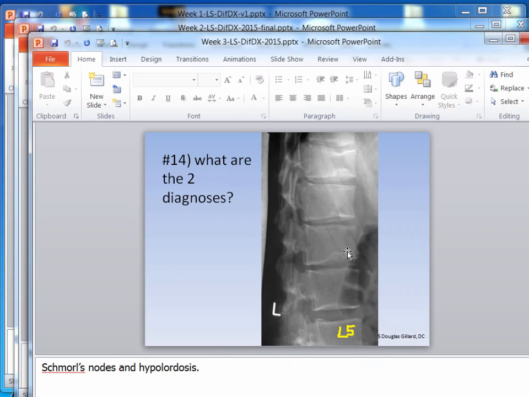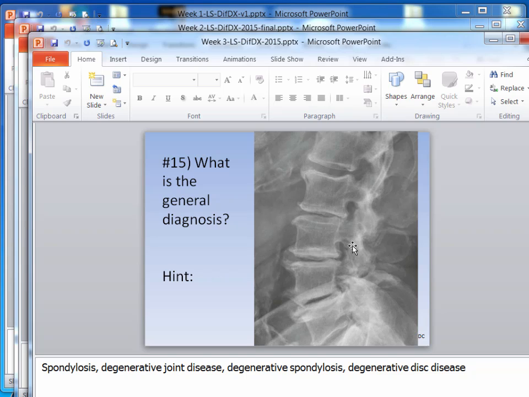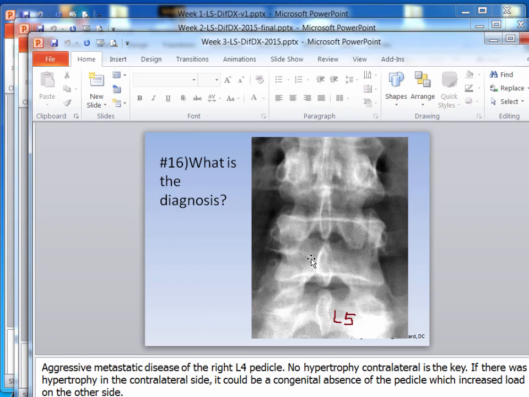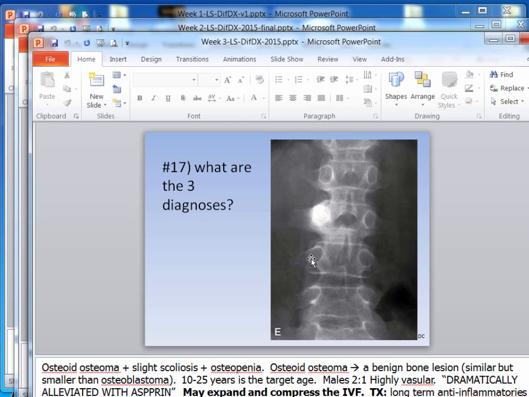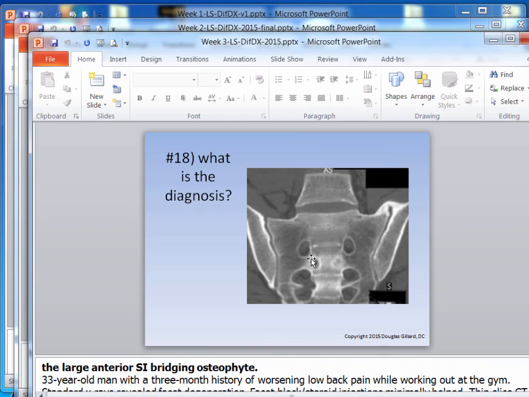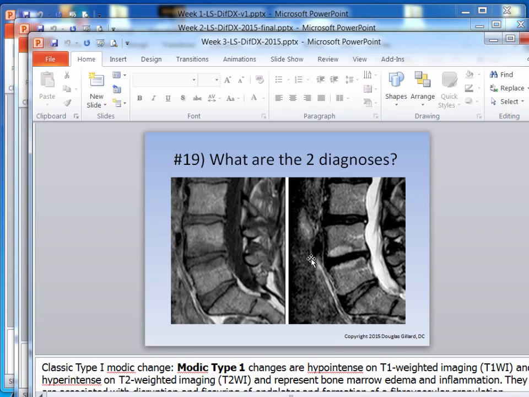Schmorl's node, right? It's a herniation into the vertebral end plate and subchondral bone. That's spondylosis, or you can call it degenerative joint disease. This is just spondylosis. In other words, just arthritis of the spine. Okay, you guys know these. Better know these. I would know that, right?